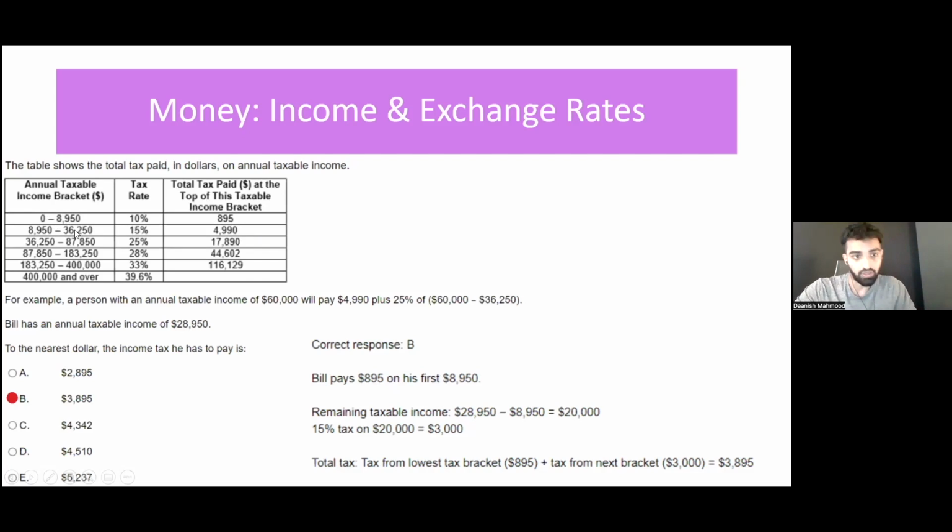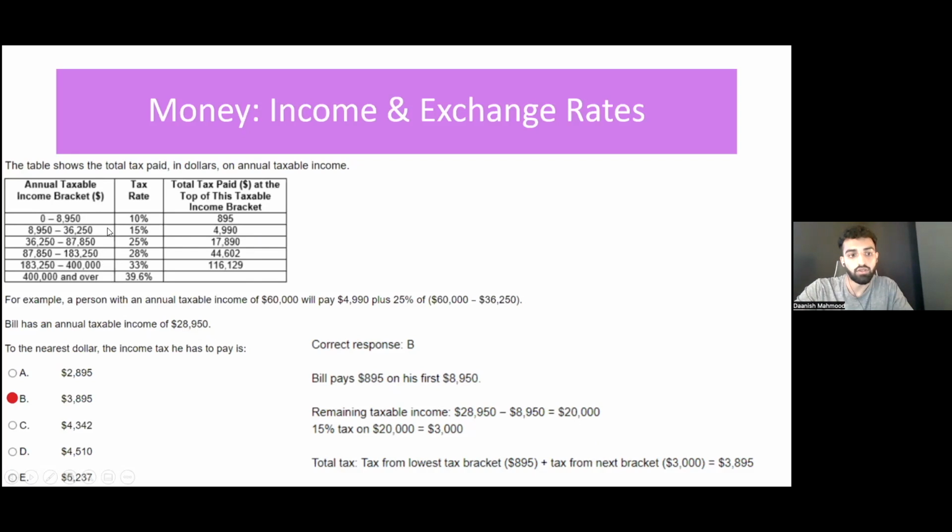That calculation you can do in your head. Okay, $28,950, take away $8,950. You're literally just taking off these last four numbers. It leaves you with $20,000. So that's an example where you can just do something in your head. You don't need to use your calculator. So you're left with $20,000.